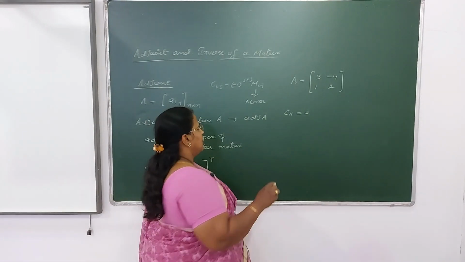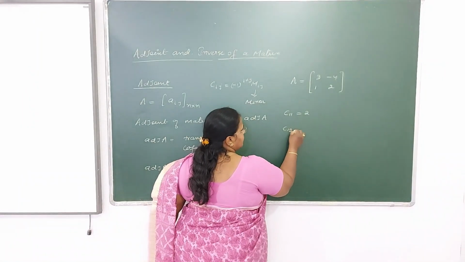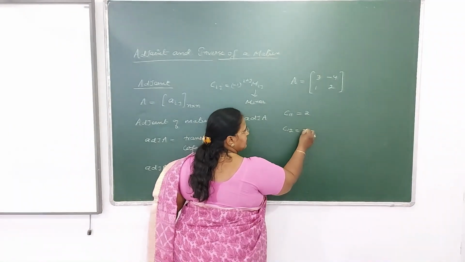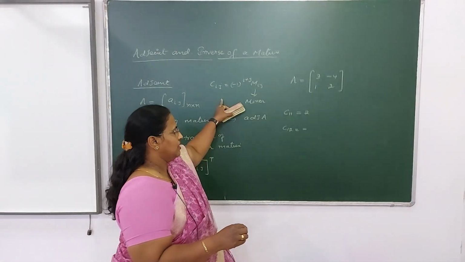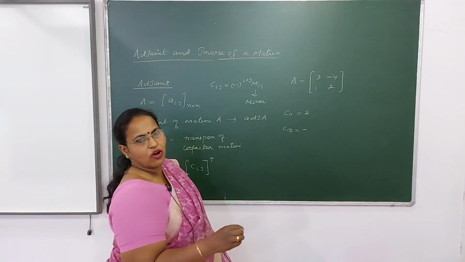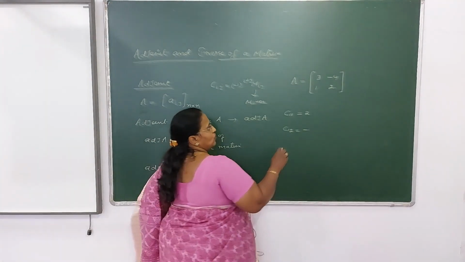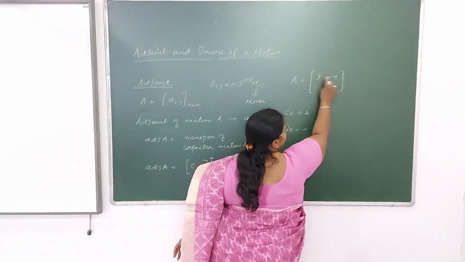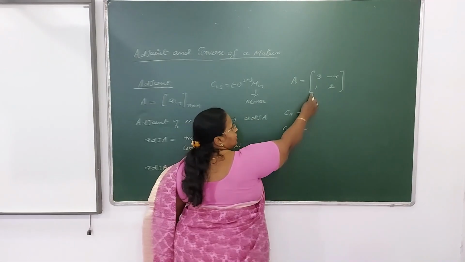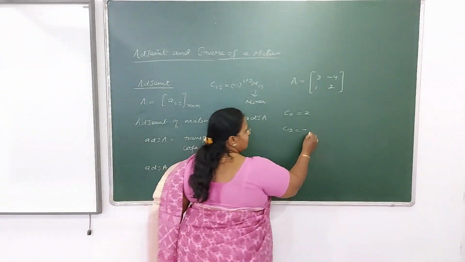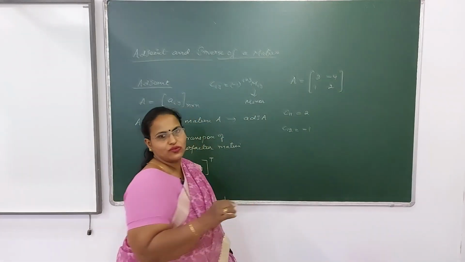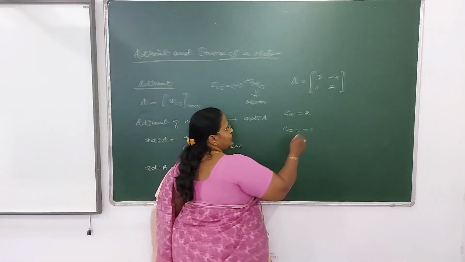Okay. Now we will go for the second one, C12. 1 plus 2 is odd, so you will place a minus sign just because of this formula. Get the minor of A12, it's M12. And how to get M12? Delete the first row and the second column. Here you are finding 1. Get the determinant value of 1. Its answer is -1.